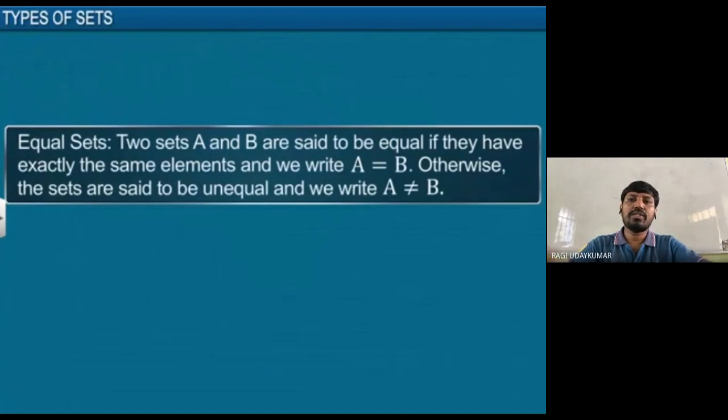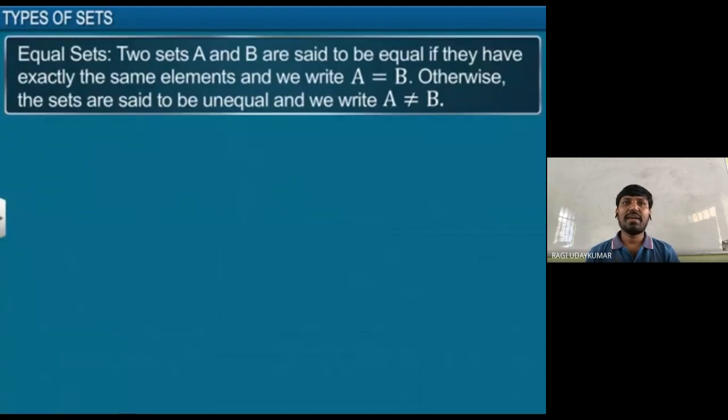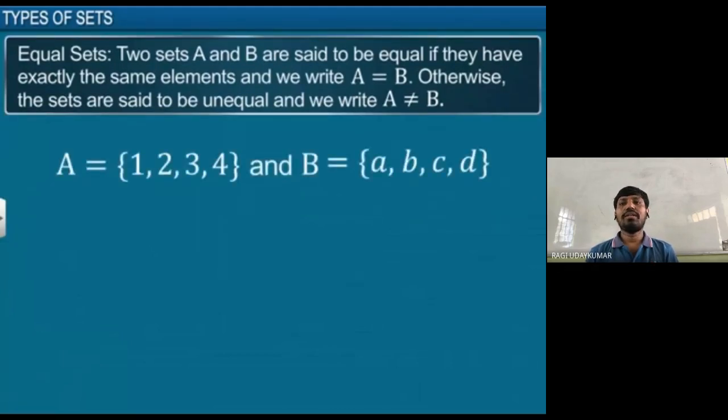When do we call sets equal? Two sets A and B are said to be equal if they have exactly the same elements, and we write A equal to B. Otherwise, the sets are unequal sets. Equal sets are different from equivalent sets, which I will explain next. Equal means the same elements, but the order may be different. You can have 1 first and then minus 1, or minus 1 first and then plus 1. The order may be anything, but if the same elements are present, they are called equal sets.